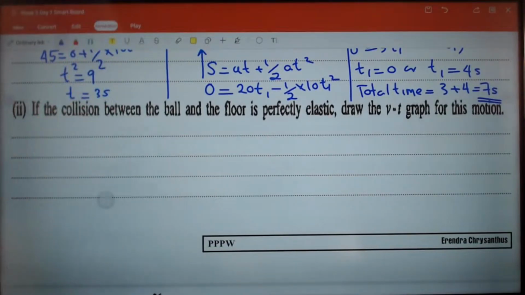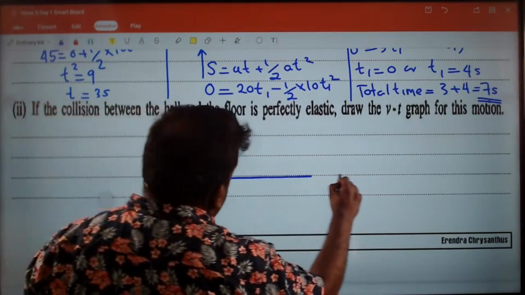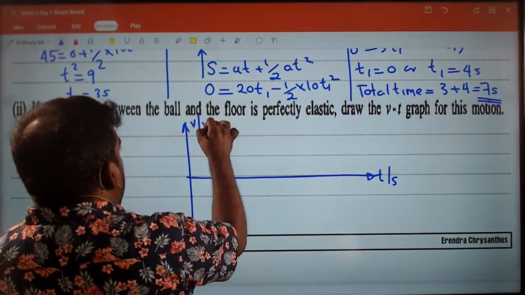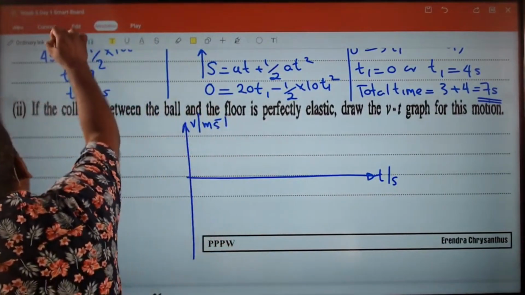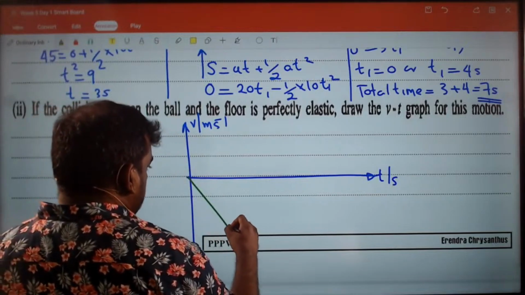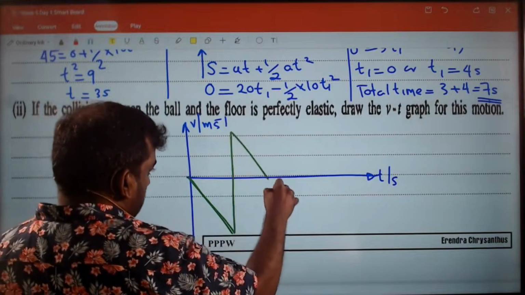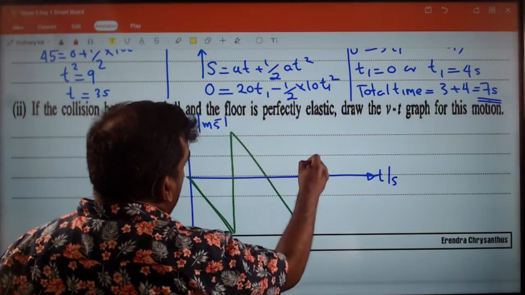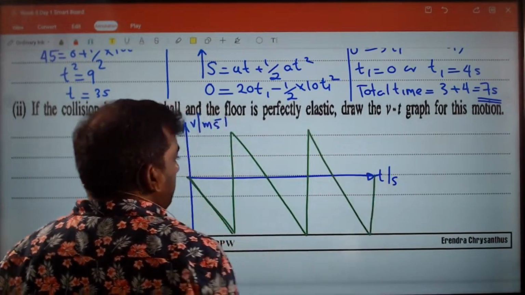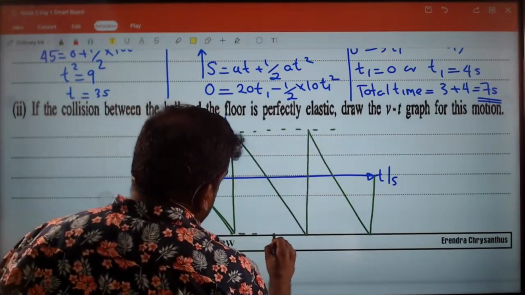If the collision between the ball and the floor is perfectly elastic, draw the VT graph. Sketching the VT graph will be very simple. It collides, rebounds, comes back again, goes up, rebounds, then reaches the same height.